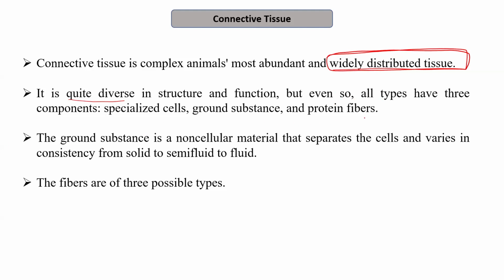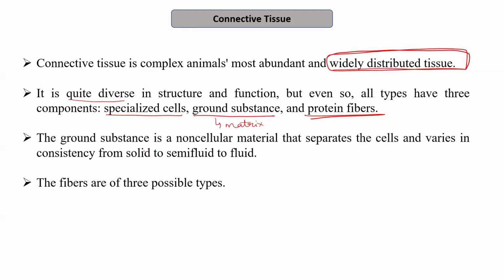For example, all of them have these three components. They have specialized cells; for example, some of them have fibroblasts, some of them have adipocytes, etc. They have a ground substance, which is usually known as matrix, and they have protein fibers. So all of these tissues, irrespective of whether they are fibrous connective tissue, supporting connective tissue, or fluid connective tissues, all of them have these three components. That is, they have their own specialized cells, they have their ground substance, or we can say the matrix, and they have the protein fibers.